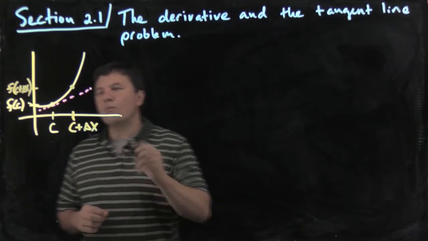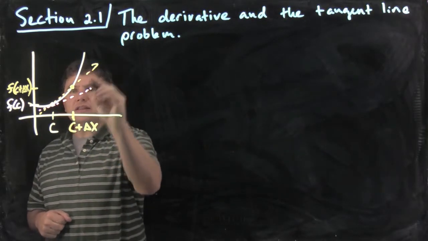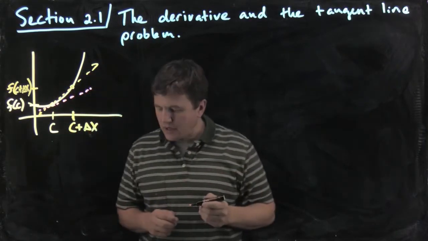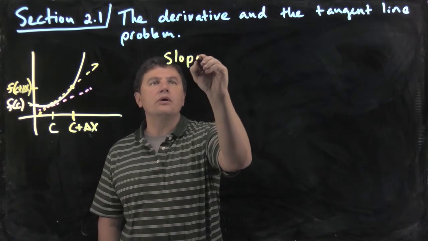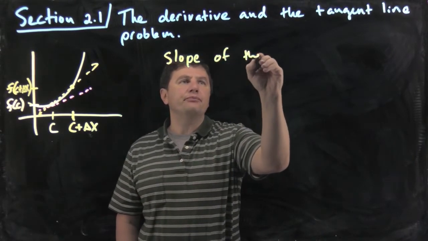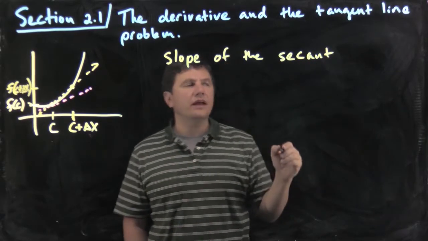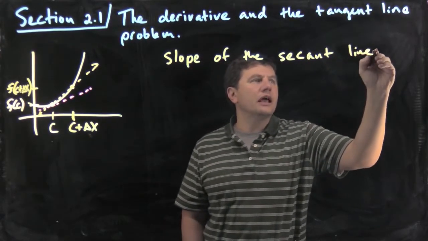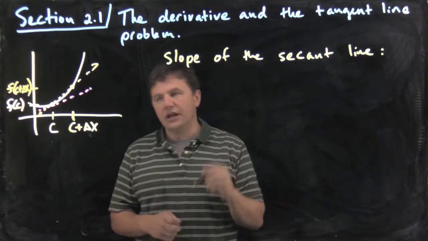Now, what we're going to do is find the slope of this secant line. So this is going to be the slope of the secant line, and we're going to use that ultimately to get the slope of the tangent line. Secant line just means it connects 2 points. Tangent line means it connects 1.